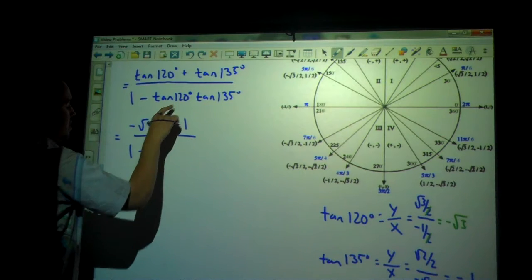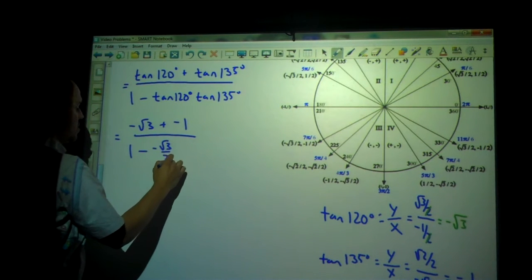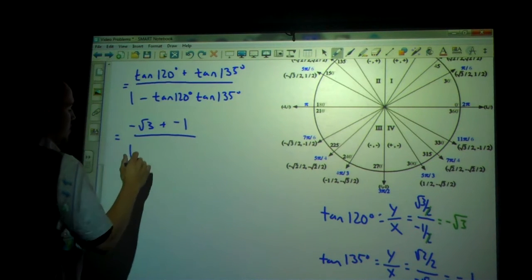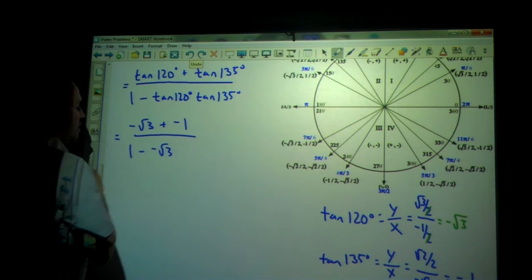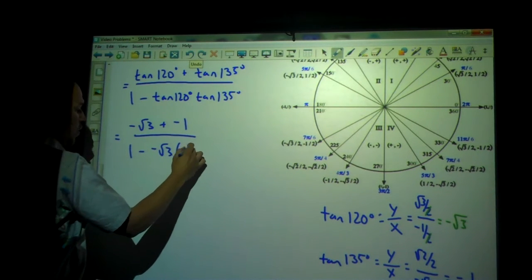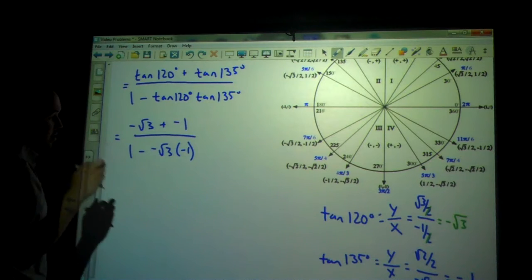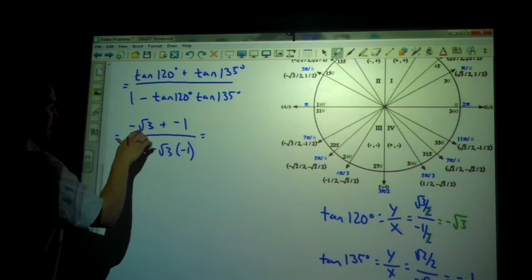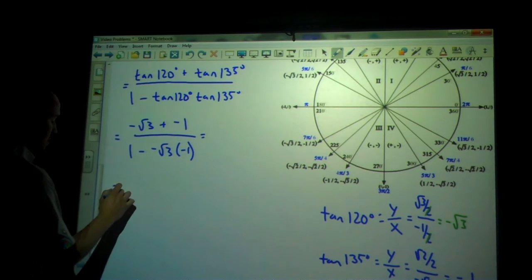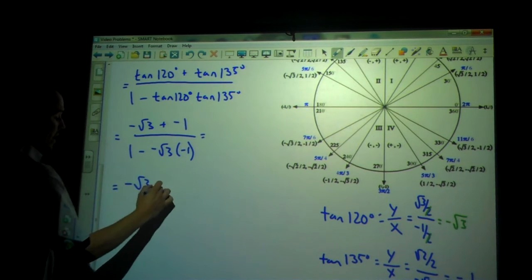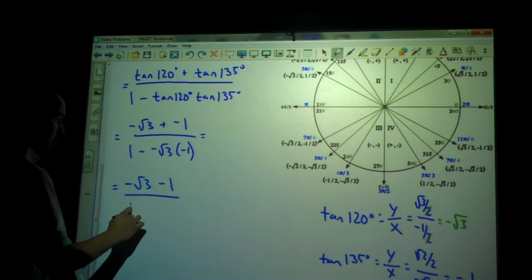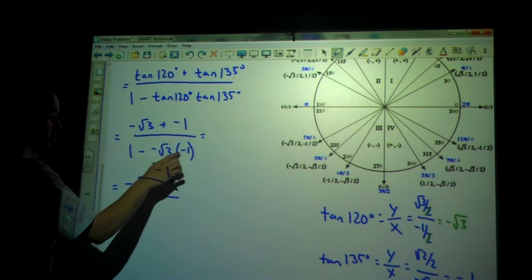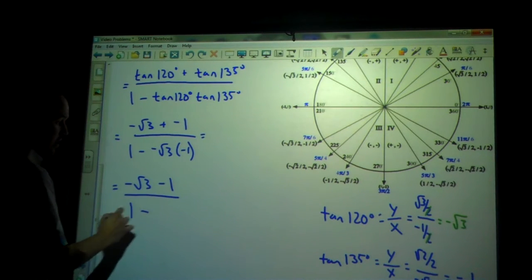1 minus negative root 3 over 2. I don't know why I did that. 1 minus negative root 3. And that is negative 1. A lot of negative signs. Alright, let's clean that up. This is, let's see here, I'm going to do it down here. Negative root 3 minus 1. And this is 1. 1, 2, and 3 negatives. It's going to make a negative.